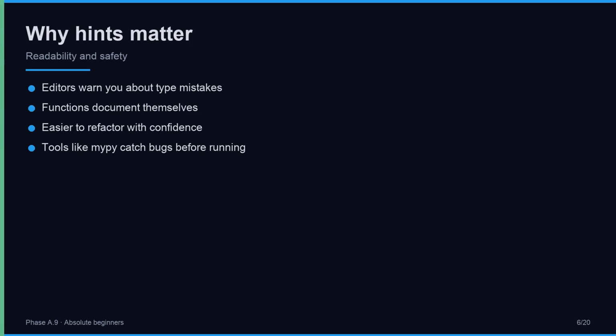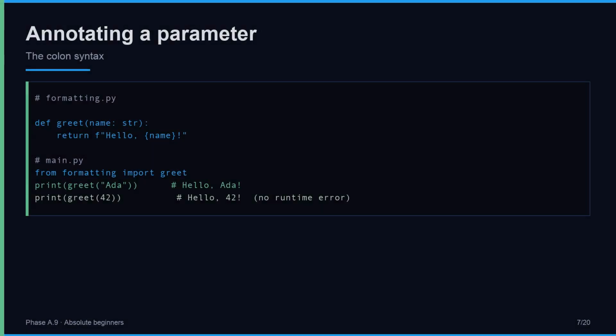Why bother writing hints when Python does not enforce them? Four reasons. One: editors use them to warn you the moment you pass a string into a function that expects a number. Two: the function documents itself. The signature shows what goes in and what comes out. Three: refactoring becomes safer because the editor tracks every call site. Four: tools like MyPy can check your whole project for type mistakes before you ever run it. Readability and safety.